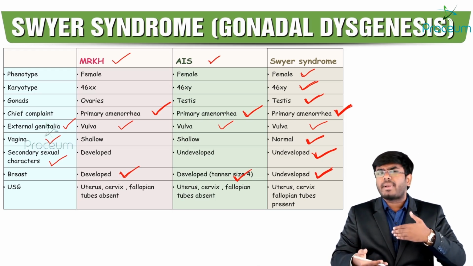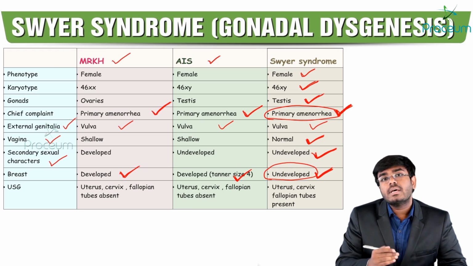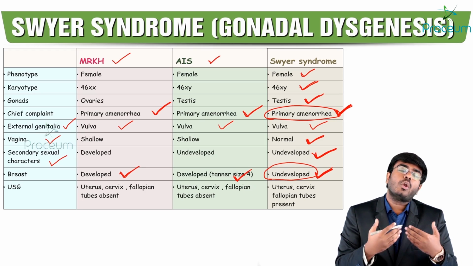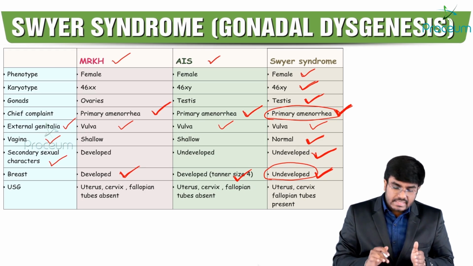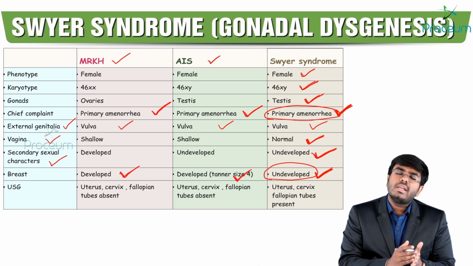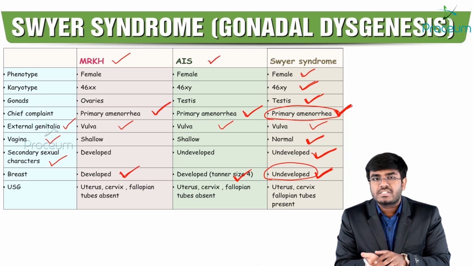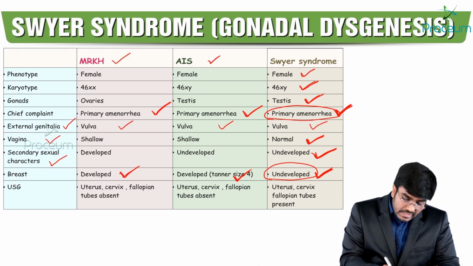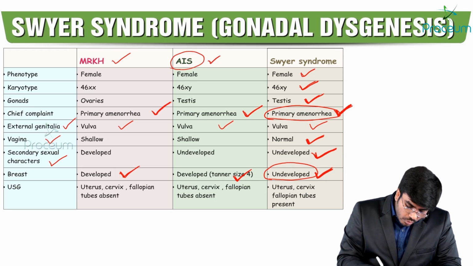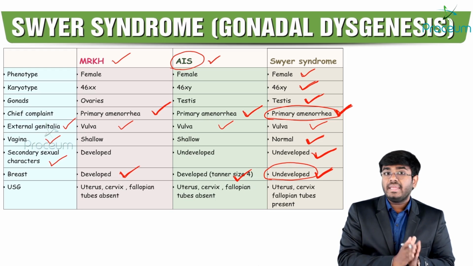Why? She is having primary amenorrhea, and also breasts are undeveloped. Why are breasts undeveloped? Because there are no ovaries. First of all, in this condition, testosterone is not there. If testosterone is not there, there is no possibility for the peripheral aromatization. At least, remember, in AIS, testosterone is there. Though it is non-functional, testosterone is there in AIS.